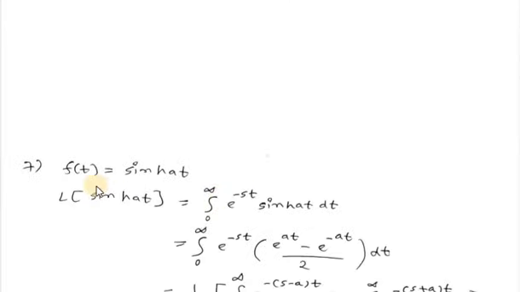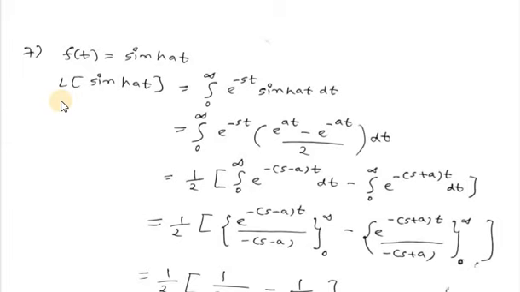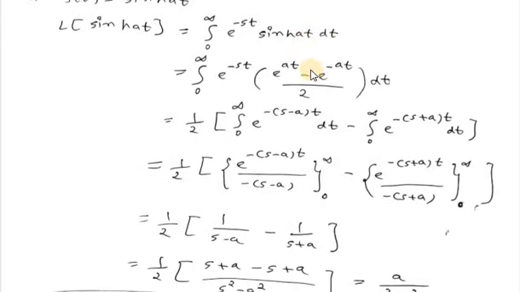Here we will see f of t equals hyperbolic sine at. In the fundamental definition of Laplace transform, we will replace f of t by hyperbolic sine at. So Laplace of hyperbolic sine at is equal to integration from 0 to infinity e raised to minus st hyperbolic sine at dt. Now we have a formula for hyperbolic sine at, that is e raised to at minus e raised to minus at divided by 2. Now multiply e raised to minus st by e raised to at. The result is e raised to minus s minus a times t.